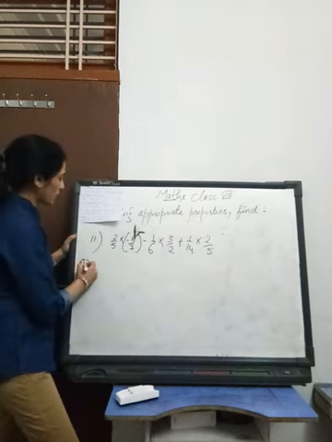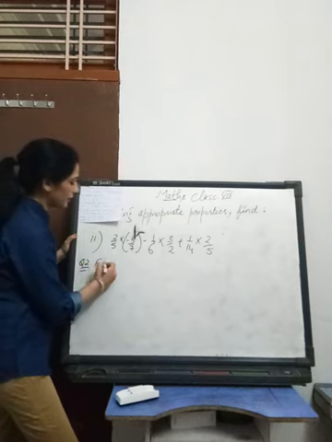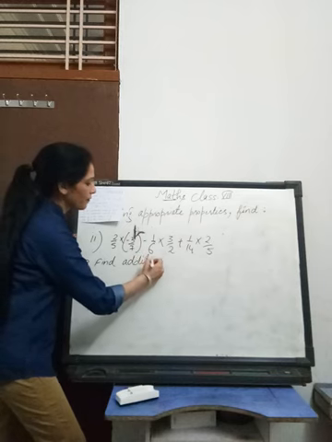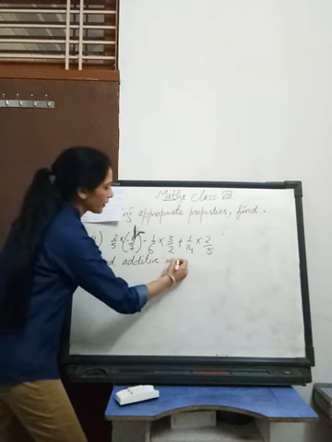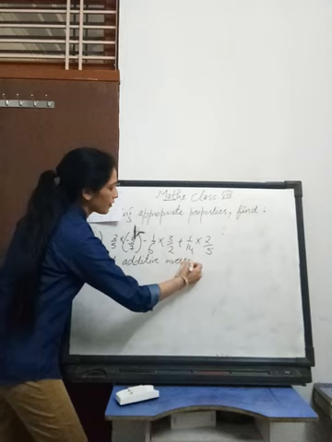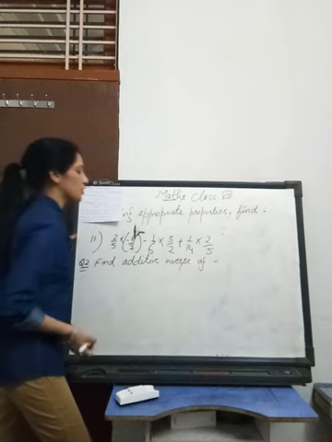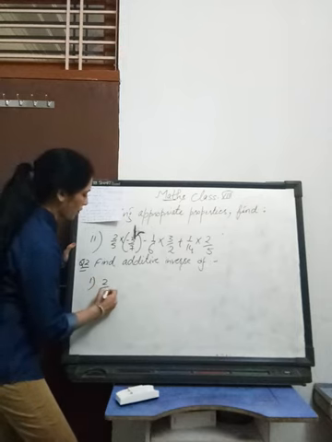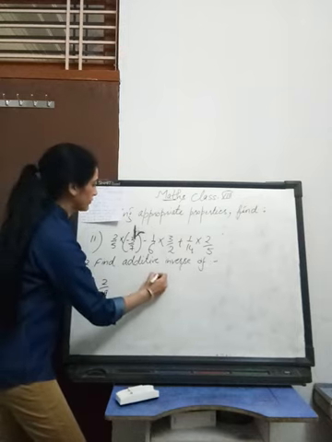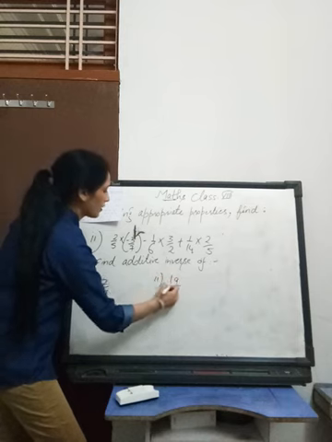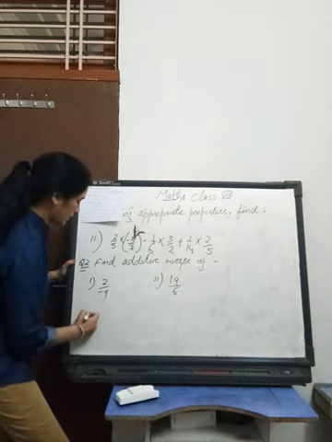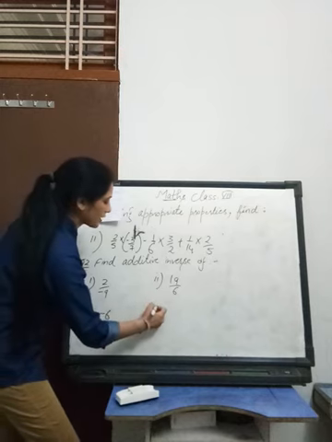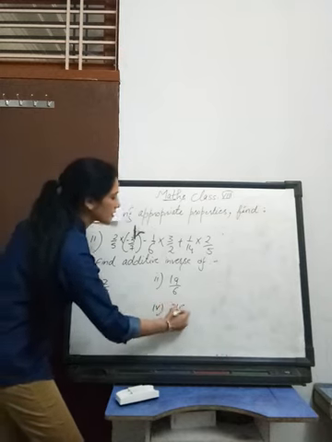Now question number 2 we have: find the additive inverse of the following rational numbers. The rational numbers we have are 2 upon minus 9, 19 upon 6, minus 6, and fourth we have 216.